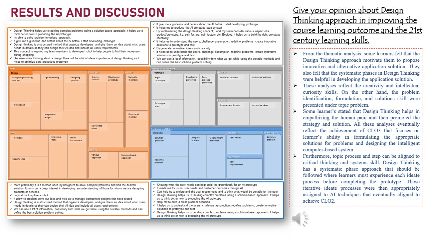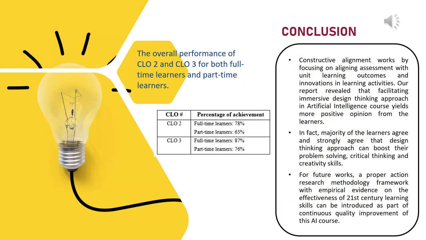Furthermore, topic, process, and step can be aligned to critical thinking and system skill. Design thinking has a systematic phase approach that should be followed, where learners must experience each ideate process before completing the prototype. Those iterative ideate processes were then appropriately assigned to AI techniques, then eventually aligned to achieve course learning outcome number 2. It can be concluded that the achievement of learners is good in both course learning outcome 2 and course learning outcome 3, even though some of the percentages are around 63 to 78%.